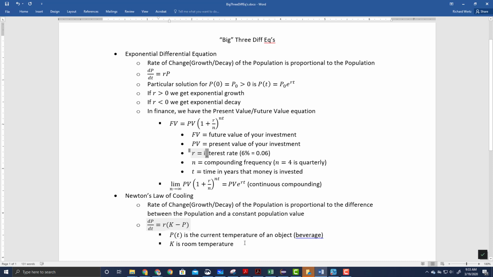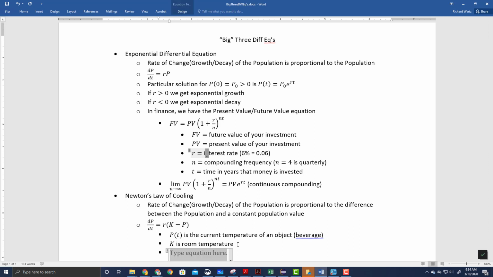So you can see that in this case, the rate of change, if the room temperature is larger than the temperature of my beverage, so if K is bigger than P, I'm going to get a positive rate of change, and the temperature of my beverage is going to be rising. If my beverage is hotter than room temperature, then I'm going to get a negative rate of change, and my beverage is going to cool, and that's where Newton's law of cooling comes from.